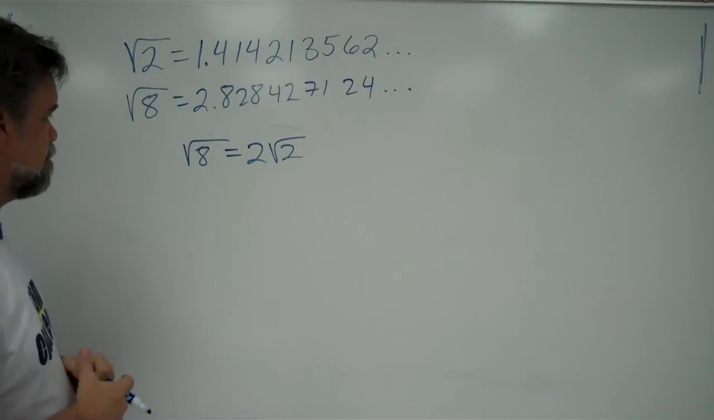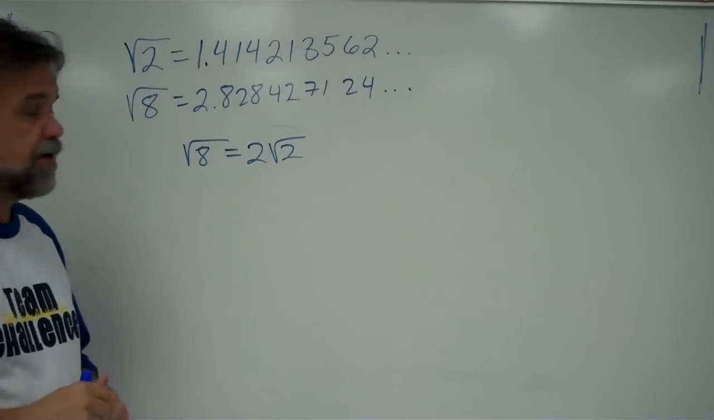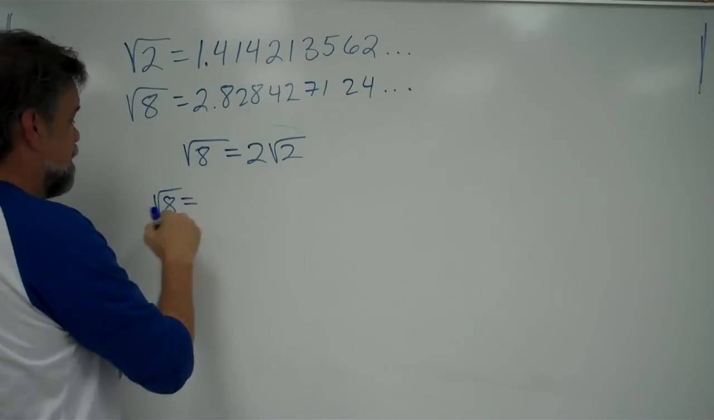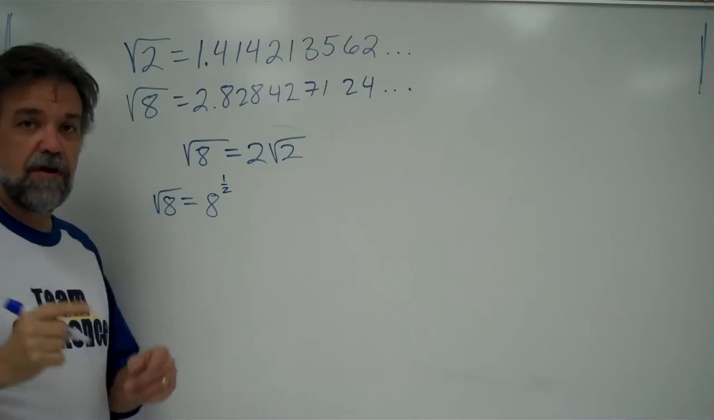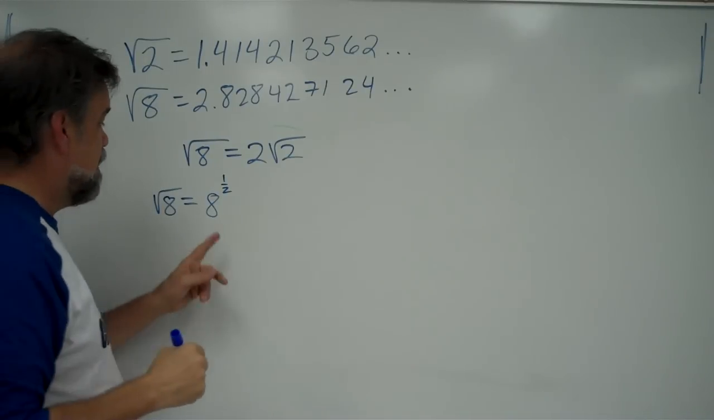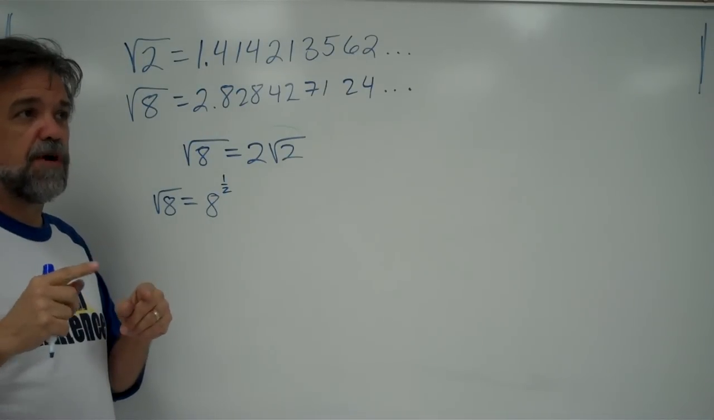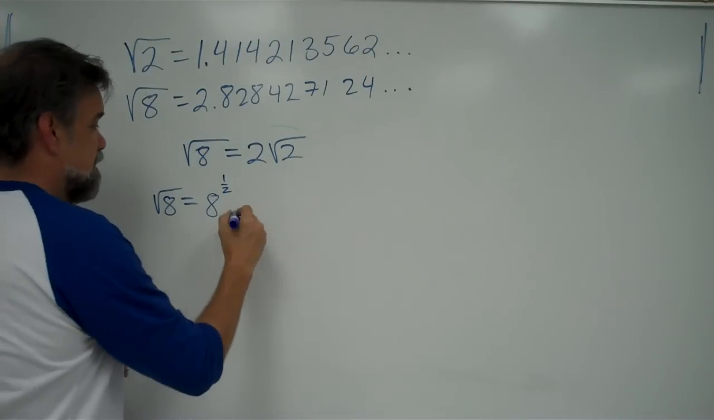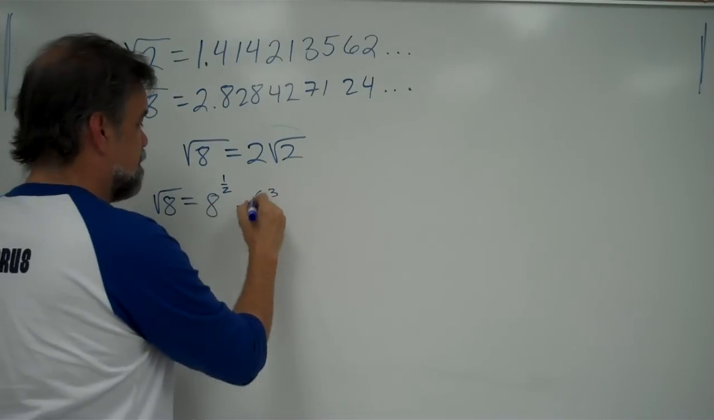Well, first off, let's show why this is true, okay? The square root of 8. Well, I know that square root simply means to the 1/2 power. I remember that from the last video. And I also know that if I think about the prime factors of 8, 8 is 2 times 2 times 2, so that means 8 is 2 to the 3rd power, and I still have to keep that to the 1/2 power.